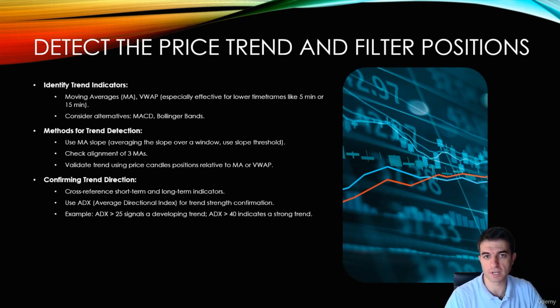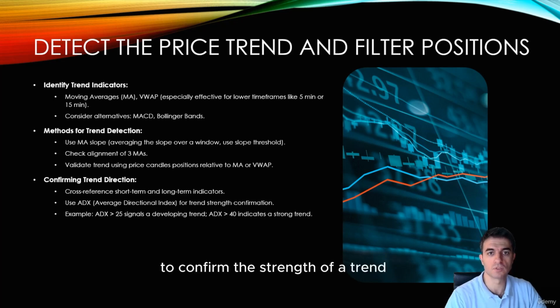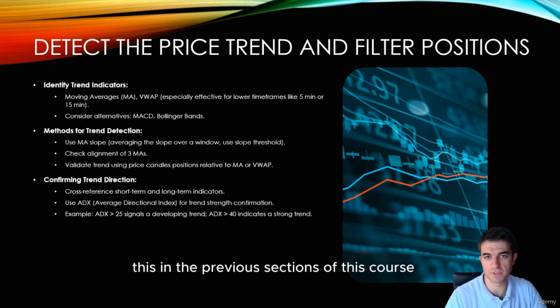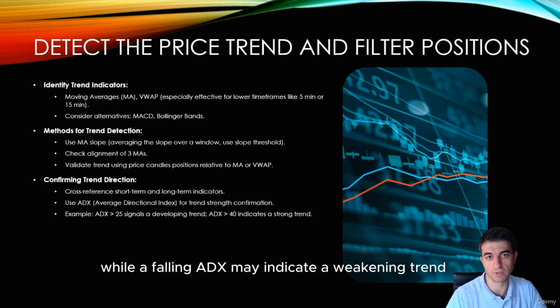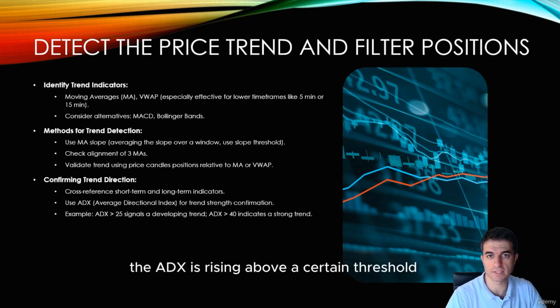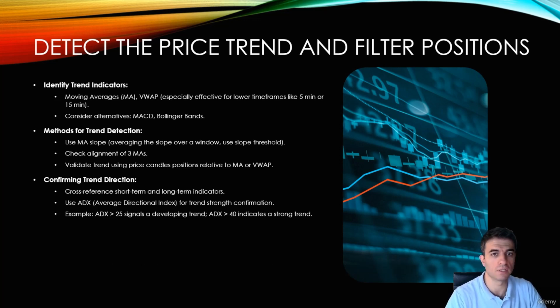The ADX, the Average Directional Index, is a good candidate to confirm the strength of a trend, as we have already mentioned in the previous sections of this course, where we describe technical indicators. A rising ADX suggests a strengthening trend, while a falling ADX may indicate a weakening trend. For example, the ADX rising above a certain threshold, 25, for example, as a value, may confirm a developing trend. And an ADX above 40 would confirm a very strong trend.